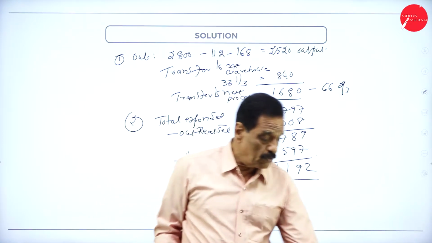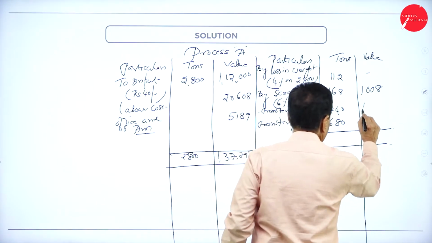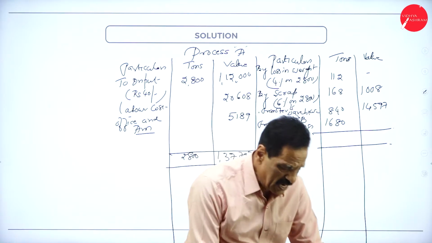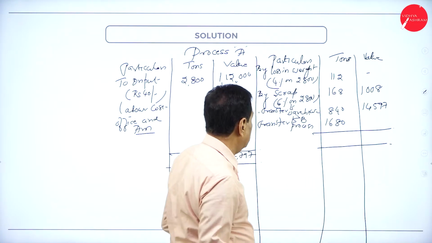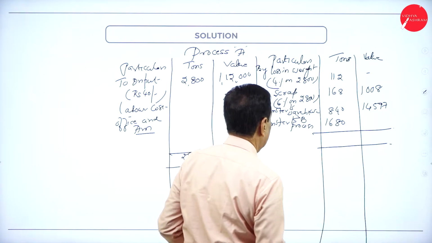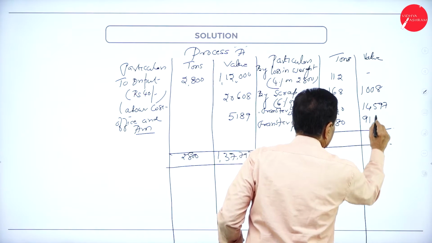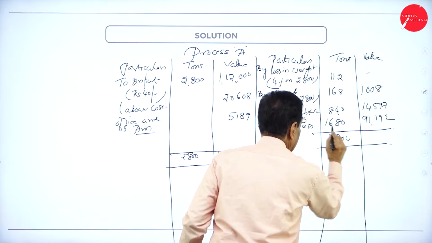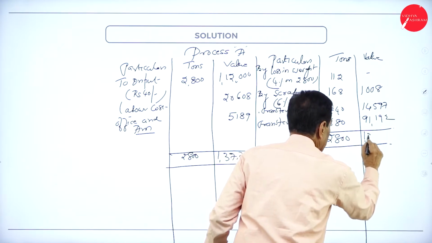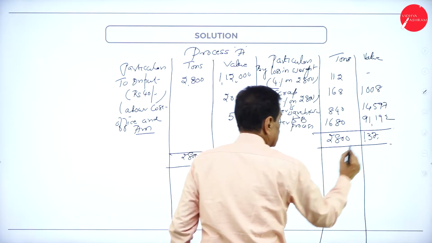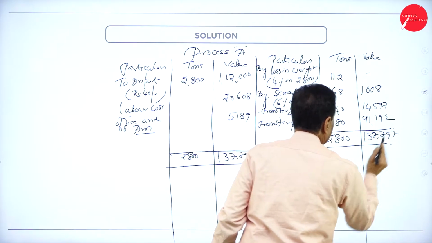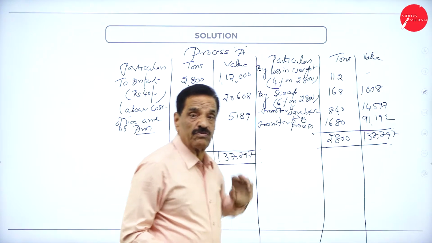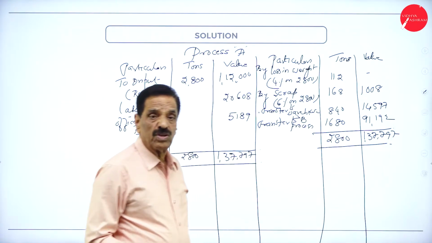So this we have to work out. 14,597, 1,680, 91,192. Then total is 2,800, 1,37,797. So 2/3 of the process, 1/3 goes to warehouse, 2/3 goes to next process.